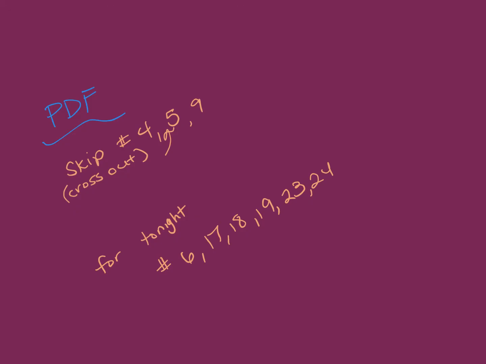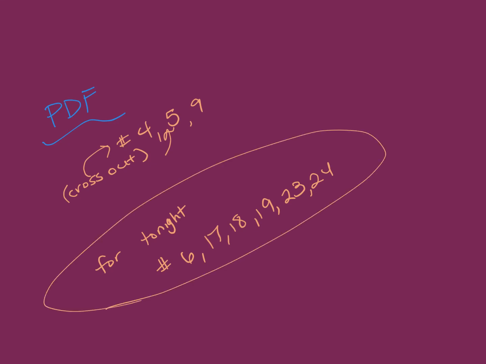So by skip, I should actually just say cross out. Completely cross out 4, 5, and 9, okay? Because they're duplicates of what we did in the notes. But for tonight, you want to skip these because we haven't talked about how to do those yet. So 6, 17, 18, 19, 23, and 24, don't do tonight. The rest you should be able to do. And again, I will put these on the instructions of the assignment. I just don't want to do that now because my screen keeps freezing every time I jump in and out.